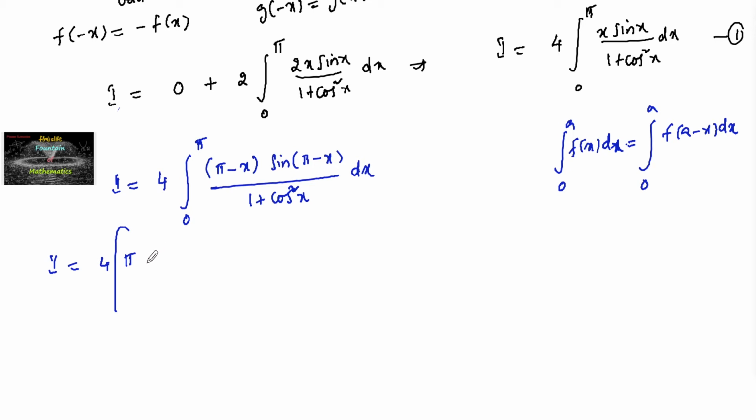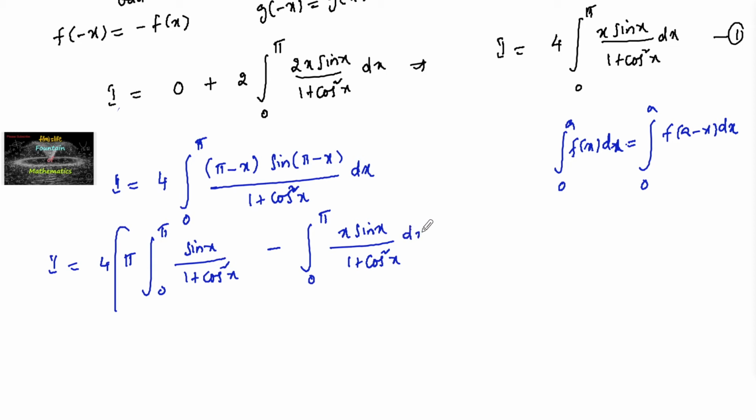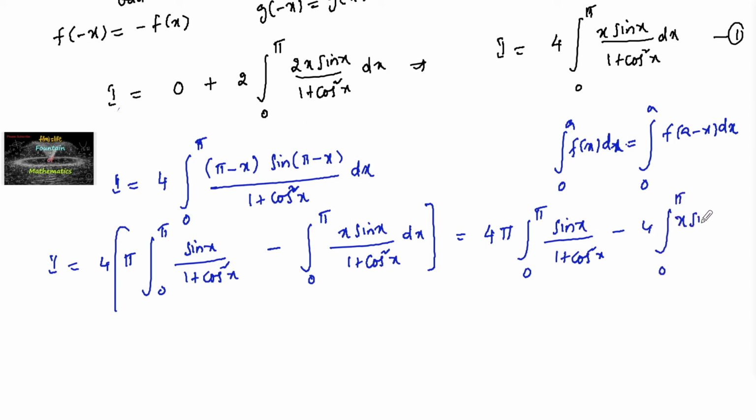Which equals to 4 times, let me write separately, the integral from 0 to pi of pi times sin x upon 1 plus cos square x, because sin of pi minus x is sin x, and again minus the integral from 0 to pi of x sin x upon 1 plus cos square x dx, which equals 4 pi times the integral from 0 to pi of sin x upon 1 plus cos square x, and minus 4 times the integral from 0 to pi of x sin x upon 1 plus cos square x.